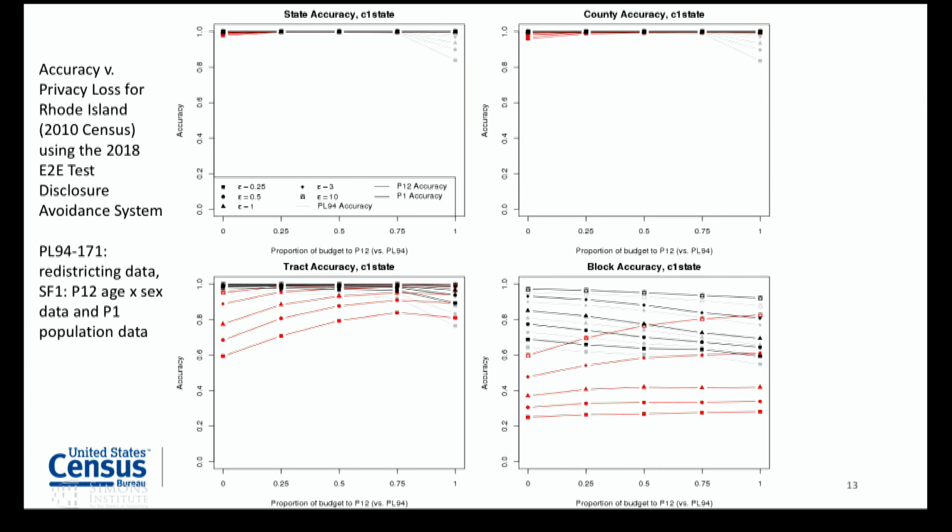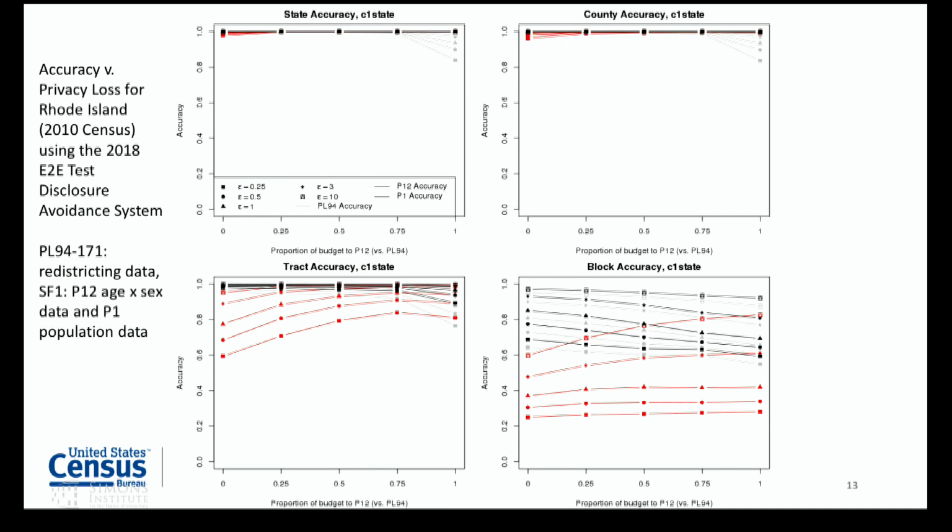But even if you give them all the accuracy, at the tract level, for some values of epsilon, each of these curves is for a separate value of epsilon, starting at 0.25, I believe. Yes, so that's 0.25. And the highest one is 10. 10 is coincident with this. This is 3.